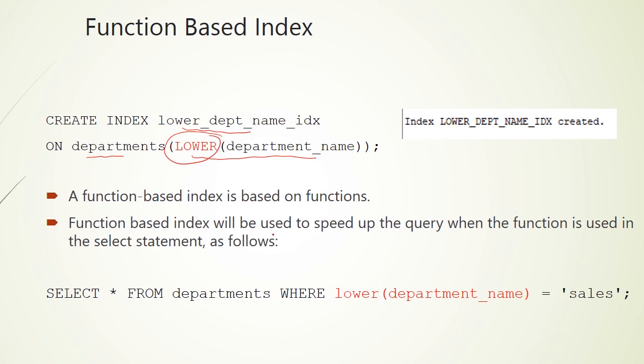A function-based index will be used to speed up the query when the function is used in the select statement, like this select statement: select star from departments where lower department underscore name equals sales. So in this case, this select statement will use the function-based index created here.